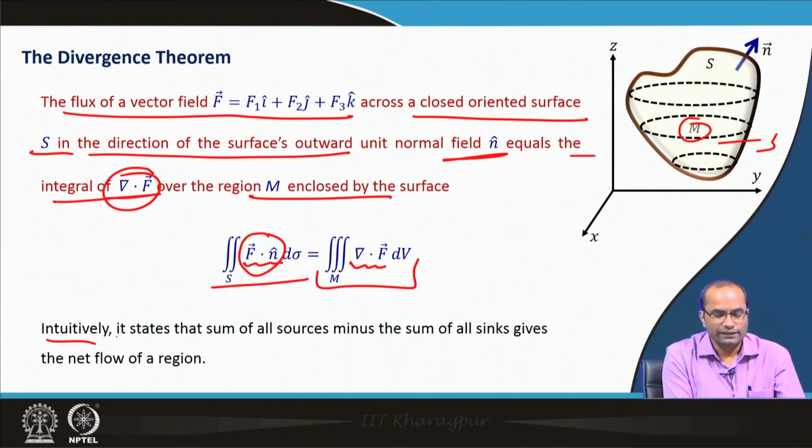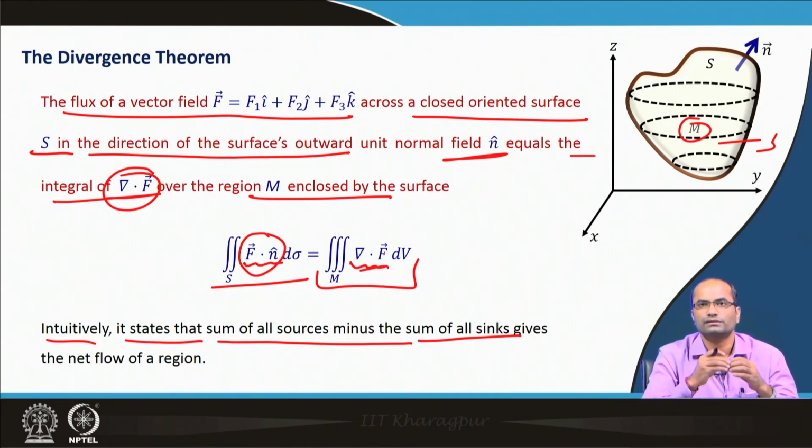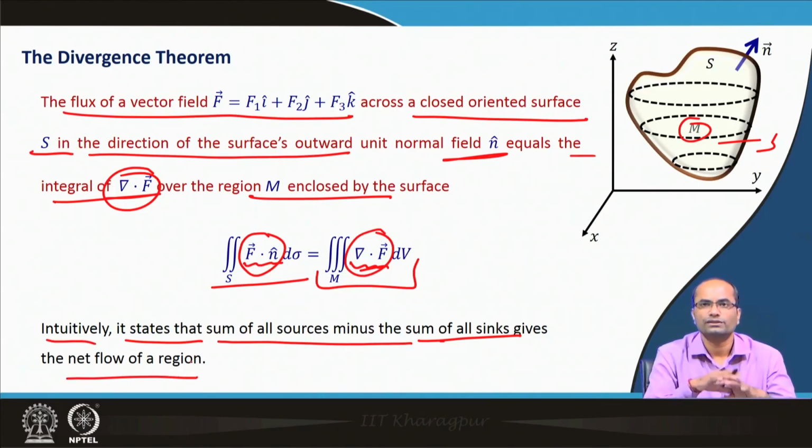So, intuitively it states the sum of all sources minus the sum of all sinks. This is what the divergence is, we have already seen this physical interpretation of the divergence. It is a tendency of expansion or compression. So, all these we are now integrating over the whole region, and that is just equal to the net flow out of the region. So, we are just integrating over the surface at one end the normal component of this flux. So, these two integrals are equal.